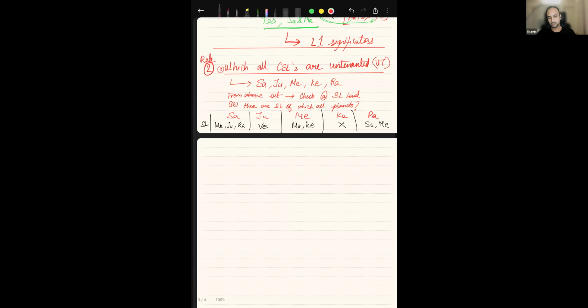So do we have a net list now? So the net list here is Moon, Jupiter, Rahu, Mars, Ketu, Sun, Mercury. Right? These are my L2 planets. Clear?